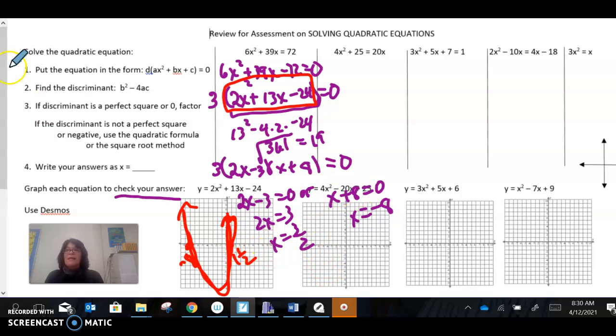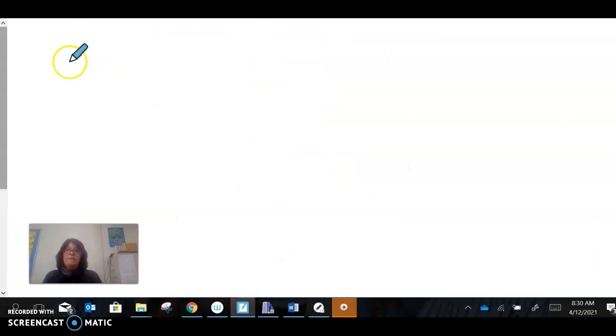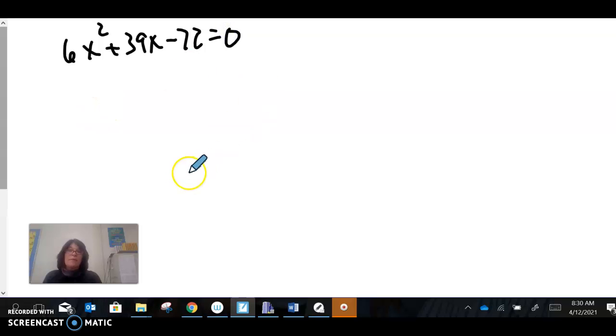All right? Now, I also have a worksheet, as you see, to accompany this, because of the 6x squared plus 39x minus 72 equals 0. We did it already by factoring, okay, and we got those two answers. I did want to show you, you certainly can use the quadratic formula for this. You know, I'm going to have it on the test for you.